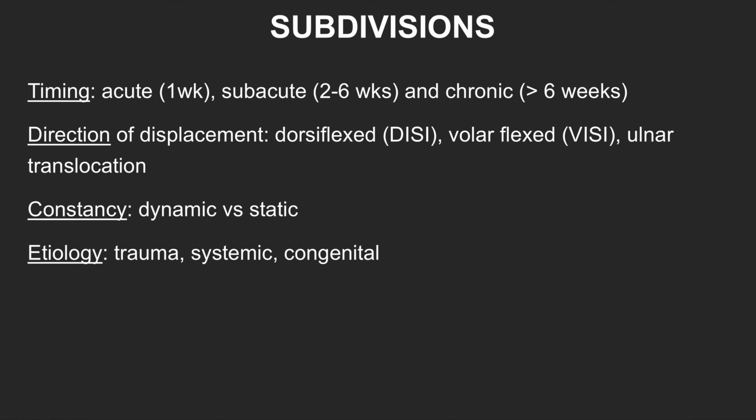Another way to look at it is by timing, acute versus chronic. Acute is considered right away. Subacute is between 2 to 6 weeks, and chronic is something over 6 weeks. The direction of the displacement, such as the DISI, dorsal intercalated segmental instability, and VISI, as well as ulnar translocation, talks about the direction of the instability. Constancy, is this thing dynamic or static? And the etiology of the instability, whether it's traumatic, systemic, such as Ehlers-Danlos syndrome, or congenital.